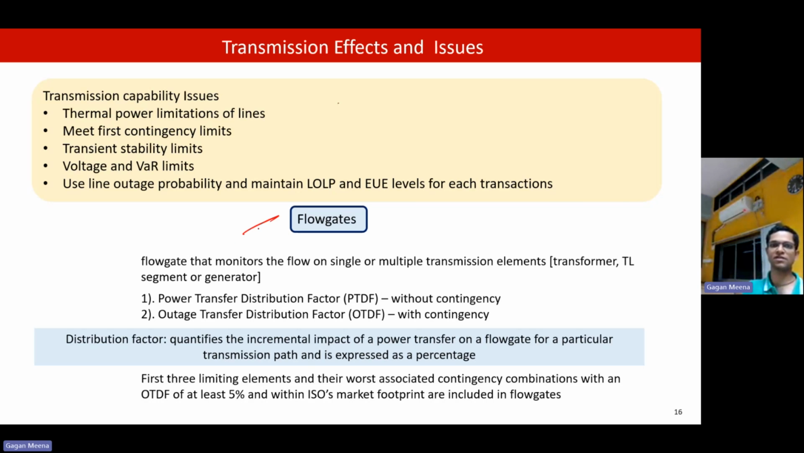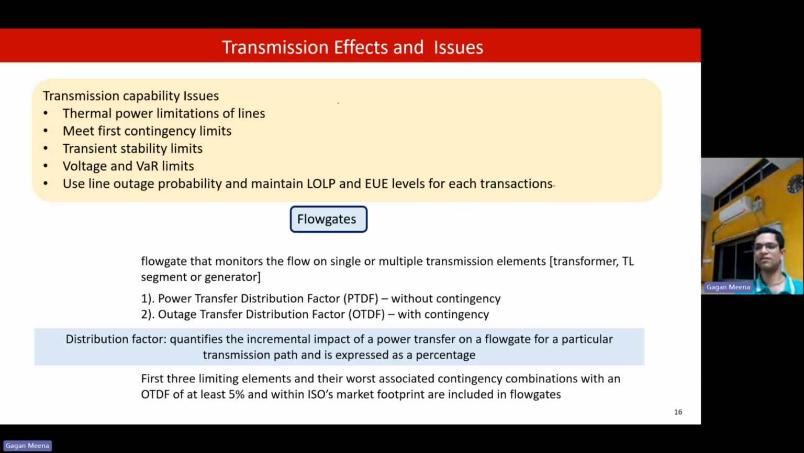Okay, then we discuss the flow gate. To ensure that the lines are within limit, we need to take care that any transaction which we are allowing, which the pool or the central dispatch center is allowing, should not exceed the available capacity. After considering all the existing scheduled transactions, any additional transaction should not exceed the thermal limit.